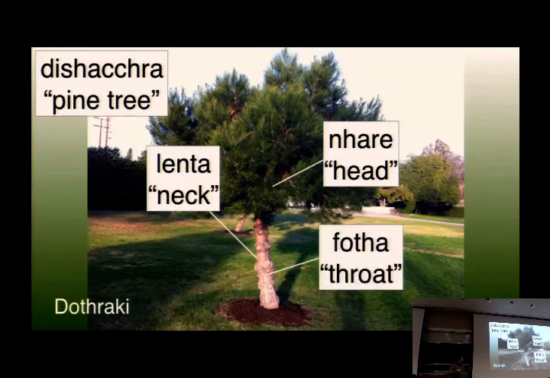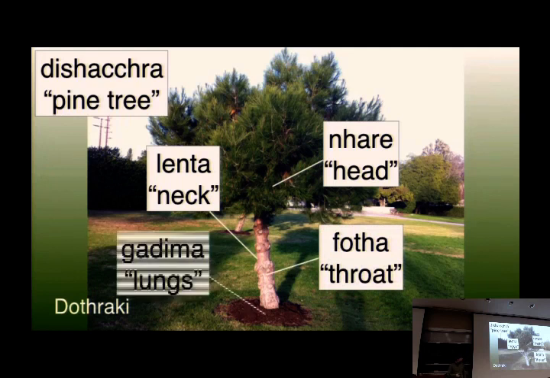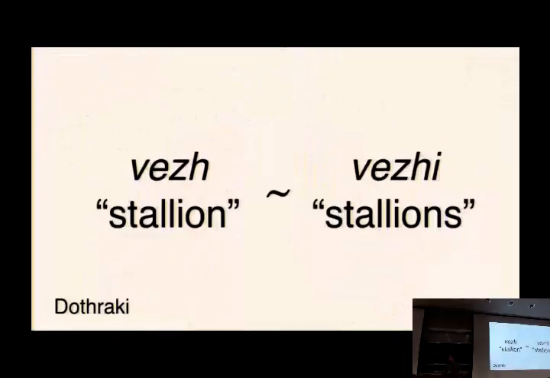Fotha is for the interior of the trunk, that's a word for throat. And the stuff that's underneath, all the root system, is gadima, that's the word for lungs in a human being. So you can see how there's kind of an image schema that's been used here to label parts of a tree. So from that, now I have a little digression.